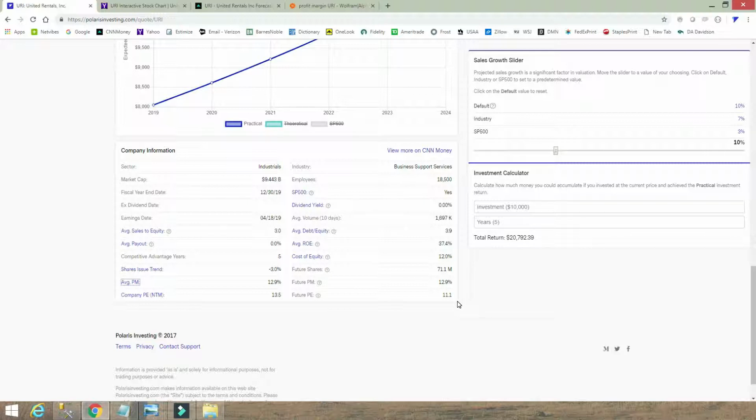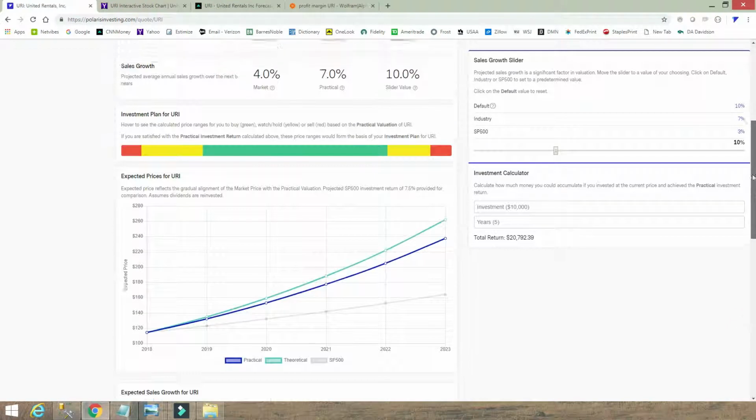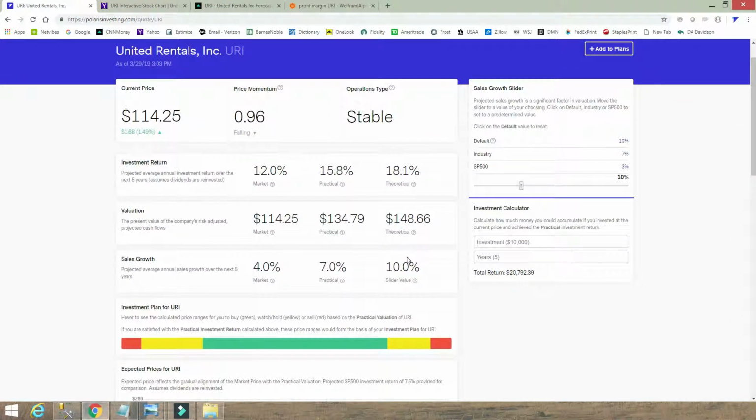And with the strategy that United Rental has in the use of debt, that high cost of equity is likely warranted. If we were to lower it a little bit, it would just increase the PE and then make the valuation even higher. So we've already got a pretty high valuation relative to the current price, so it makes sense just to leave the future PE where it is.